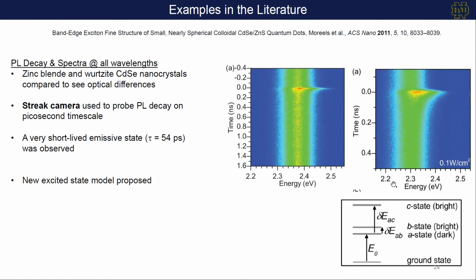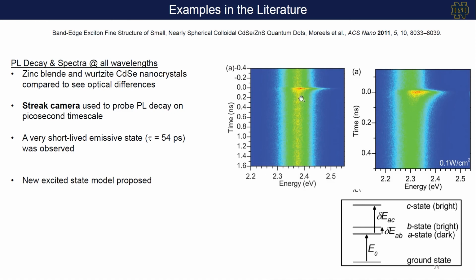Going forward, I also wanted to show a little bit of data from an actual streak camera, because I think this is going to be a little bit more common in the literature as the years go on. Since it's from a streak camera, it's the PL decay and spectra at all wavelengths. In this case, the authors were looking at cadmium selenide zinc sulfide quantum dots with different crystal structures, zinc blende and wurtzite cadmium selenide, and they wanted to see what optical differences there were. They're using the streak camera to look at the PL decay. You can see here on the y-axis is the time in nanoseconds, and on the x-axis is wavelength, or in this case energy.